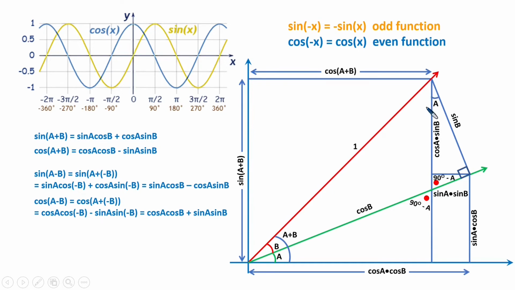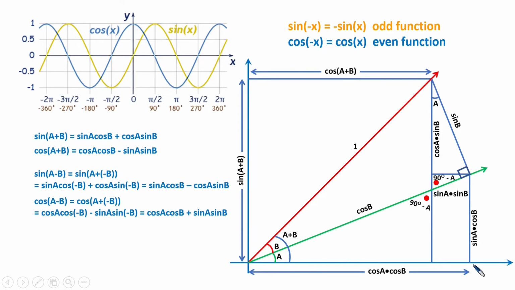So what is this? This distance is cos a times sin b, and this distance is sin a times cos b. So here, this distance plus this distance gives sin a times cos b plus cos a times sin b. And similarly, cos of a plus b is the whole distance.